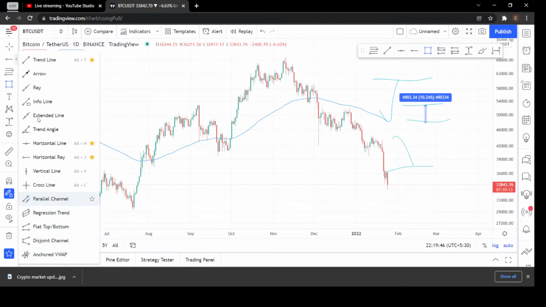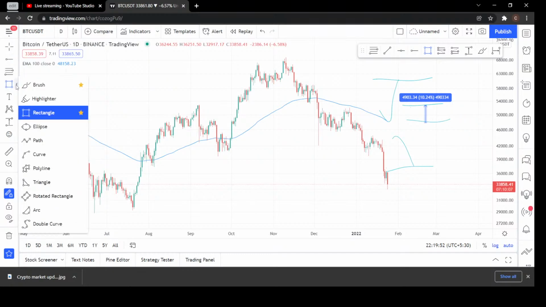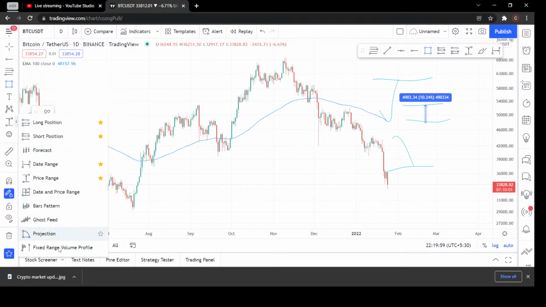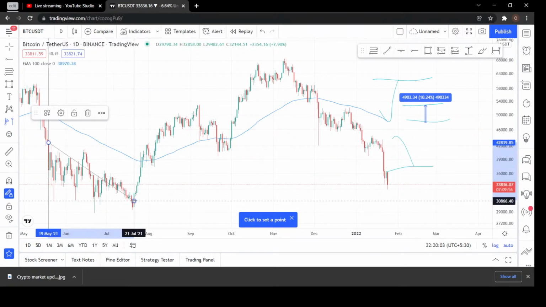no, I don't need to use anchored VWAP. Where is the POC tool? This is the problem. I have everything there marked. Where the hell is my POC tool? Yeah, here it is.